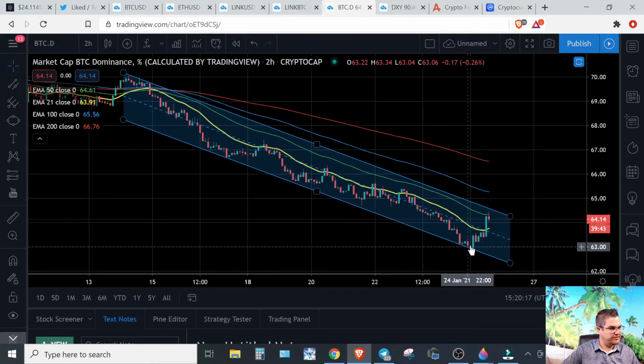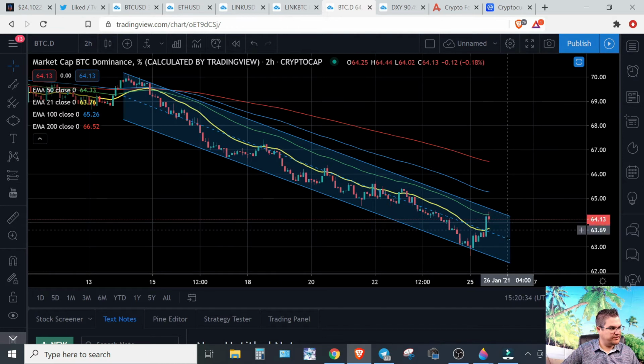And you can see when the dominance rises, altcoins are kind of just standing around. So that's what's happened in the past few hours. Bitcoin dominance has been rising back up in this little channel. Hopefully we're coming up to the top now. As you can see, we want to get a rejection off of this.